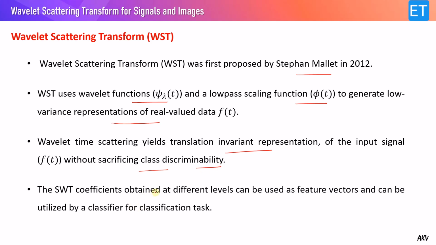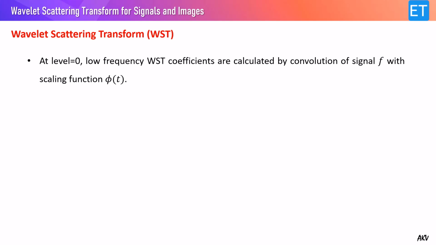The scattering coefficients obtained at different levels can be used as feature vectors and can be utilized by a classifier for the classification task. Now let's come to how we can compute the scattering coefficients for a one-dimensional signal. At level 0, the low frequency scattering coefficients are calculated by simple convolution of the signal f with the scaling function phi(t), and that is represented by this equation.